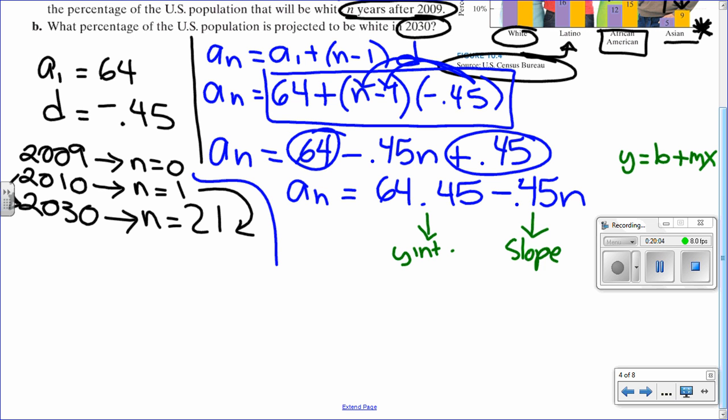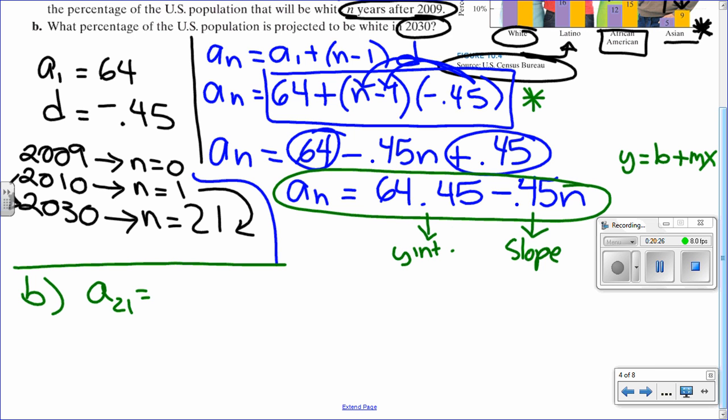Now let's answer part B. For part B, we're going to be finding the 21st term, which will correspond to the year 2030. So you may use this formula here, or this one. It doesn't matter. They are the same. So I'm going to use the second one for now. So 64.45 minus 0.45 times 21.